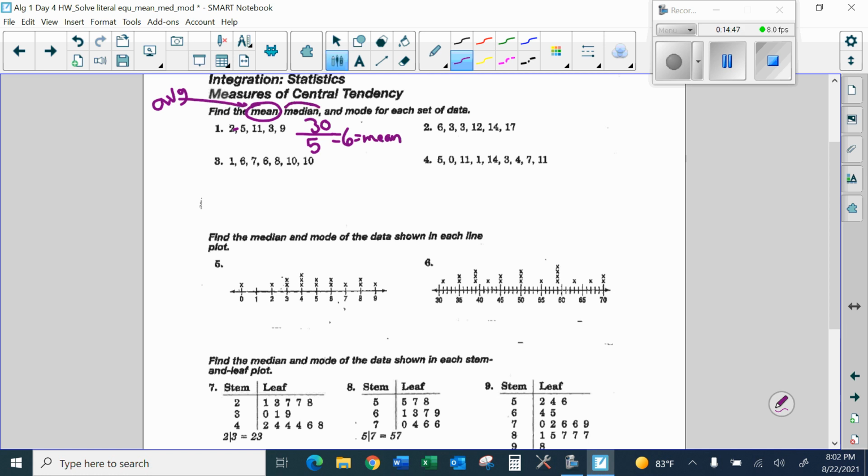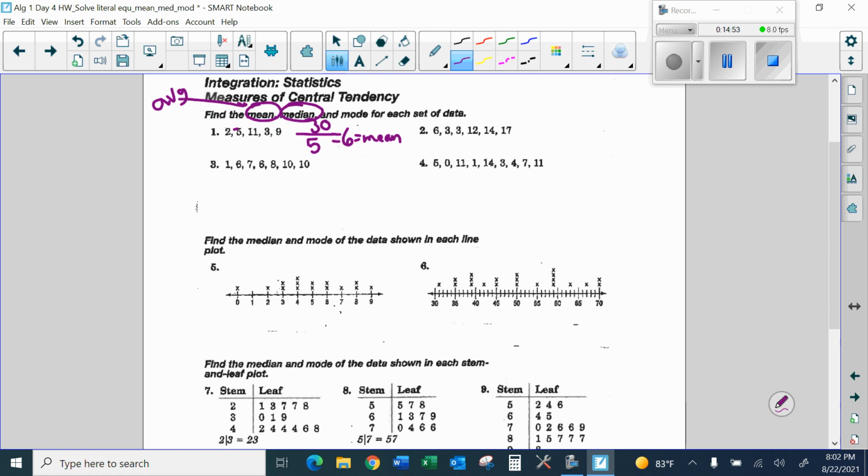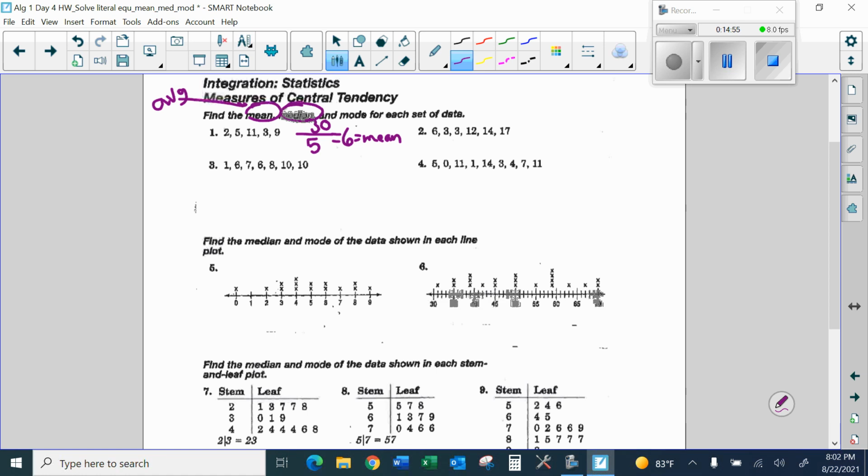Okay, median. Remember, median is I first arrange the numbers from smallest to greatest. Notice they are not like that right now. So I need to rearrange it. 2, 3, 5, 9, 11. Now I have it smallest to greatest.